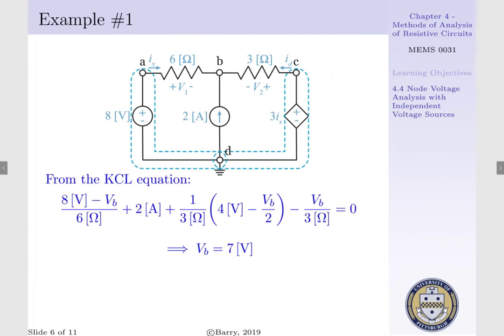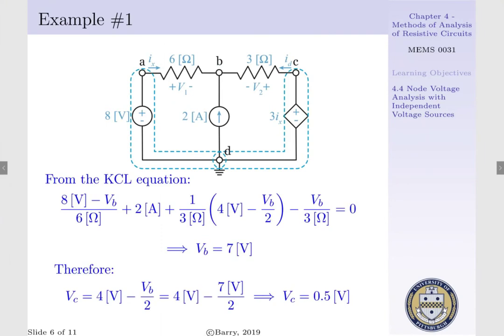Thus, solving this equation in terms of VB, we find our voltage at node B is equal to 7 volts. Substituting this value into our dependent voltage source equation, we have VC is equal to 4 volts minus VB per 2, or VC is equal to 0.5 volts.